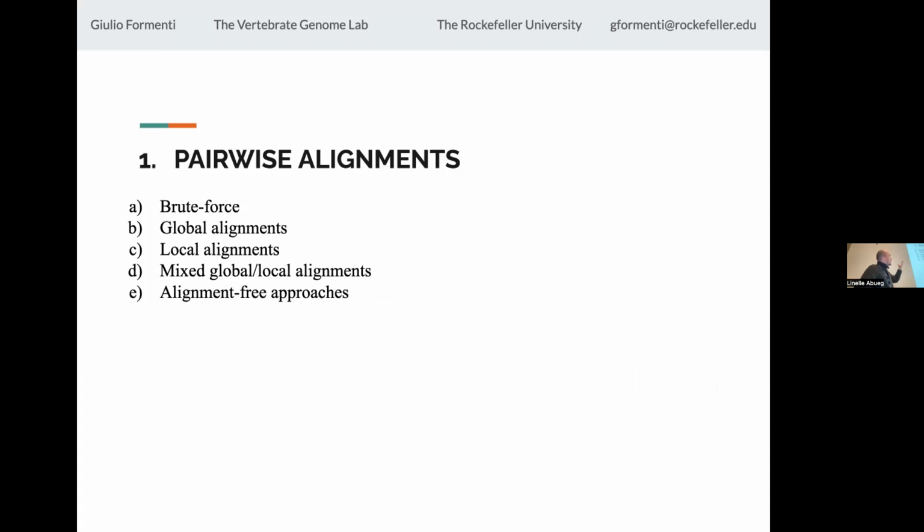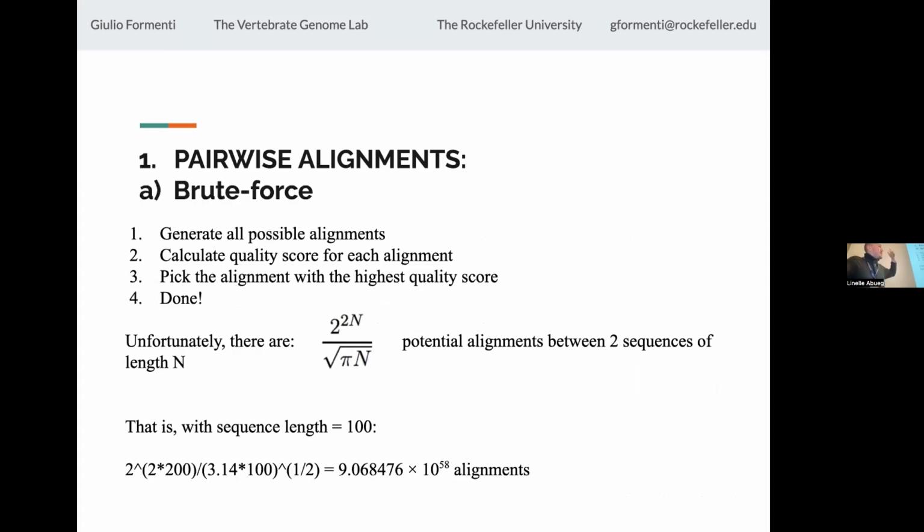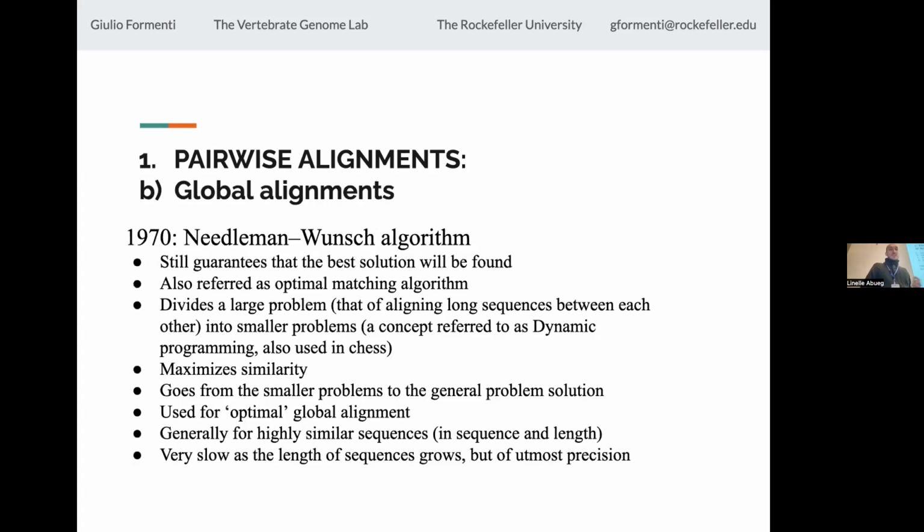Brute force is the obvious solution that never works in informatics. The idea is, let's generate all possible alignments, compute the quality score for each one of them, pick the alignment with the highest quality score, and we're done. Of course, that's not feasible, because even with short sequences, say 100 base pair sequences that you're trying to align to each other, you have an astronomical number of potential alignments. So even with the power of a CPU, there is no way you can do that.